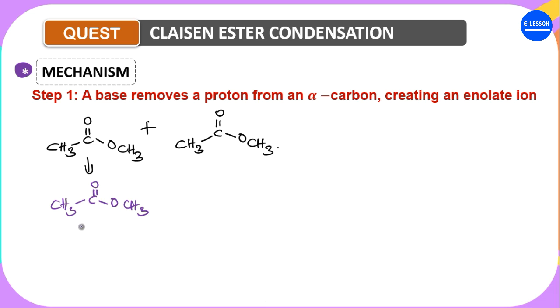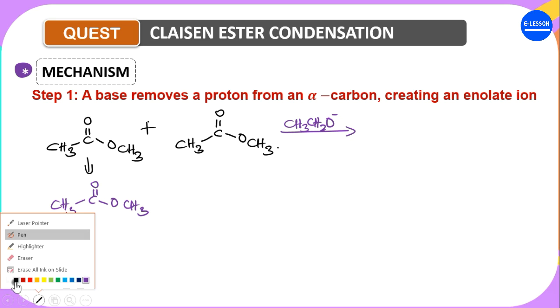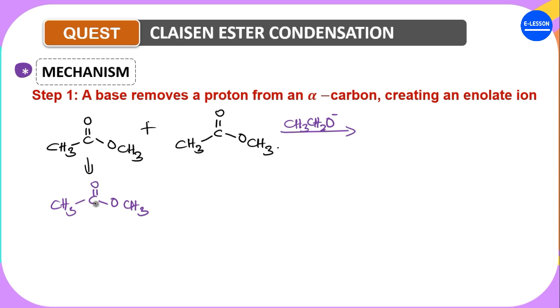Okay, now the question you need to ask yourself: in this reaction, which base was used? I told you it's an alkoxide, which is CH3CH2O minus. That is the base that was used. So let's see how an alkoxide reacts with this to form the enolate ion.